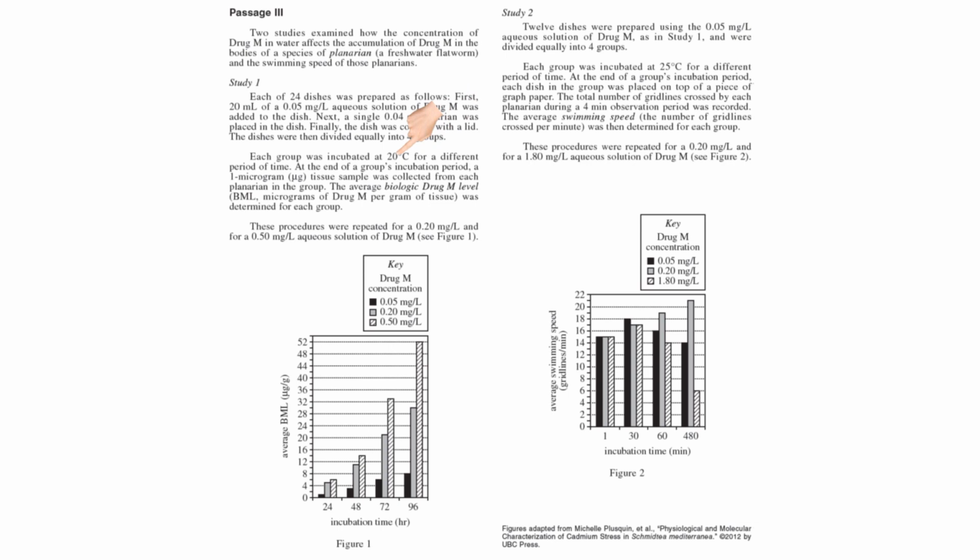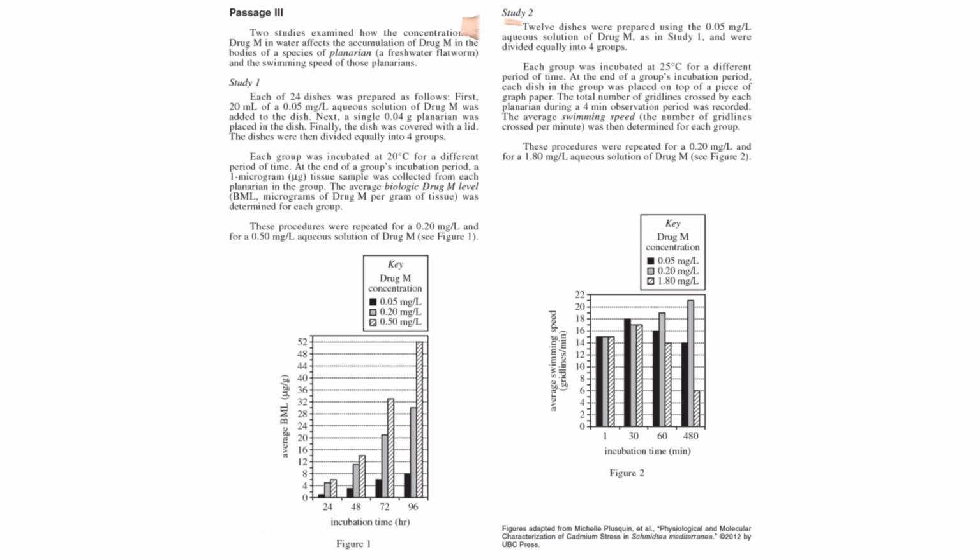Each group is incubated at 20 degrees Celsius. And then they're repeating the experiment. What's really important is to look at the graph. So I see an incubation time. And then I see an average BML. And if I look up, I see BML is here, the drug level. Then I see drug concentration.